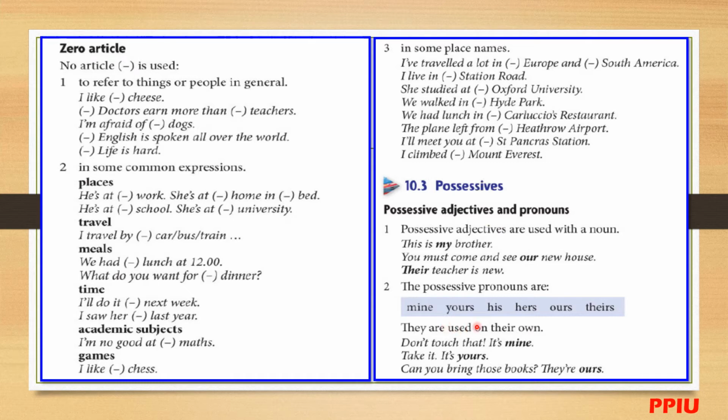You get it? So this is the thing that we call possessive adjective and possessive pronoun. Alright? Okay, I may speak in Khmer a little bit for the ones who may not catch up with English.